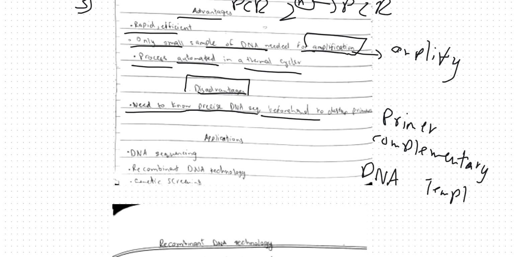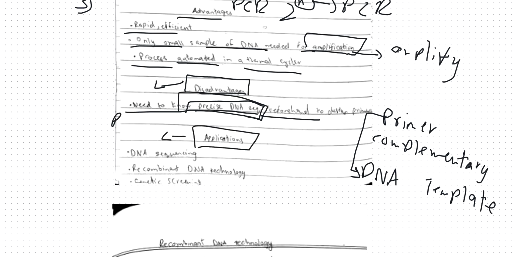And so for this reason, the primers must already be created before the DNA strand, and you need to know the precise DNA sequence for this DNA template. So this causes a lot of problems, because finding the precise DNA sequence is not an easy thing. And what are the applications for PCR?